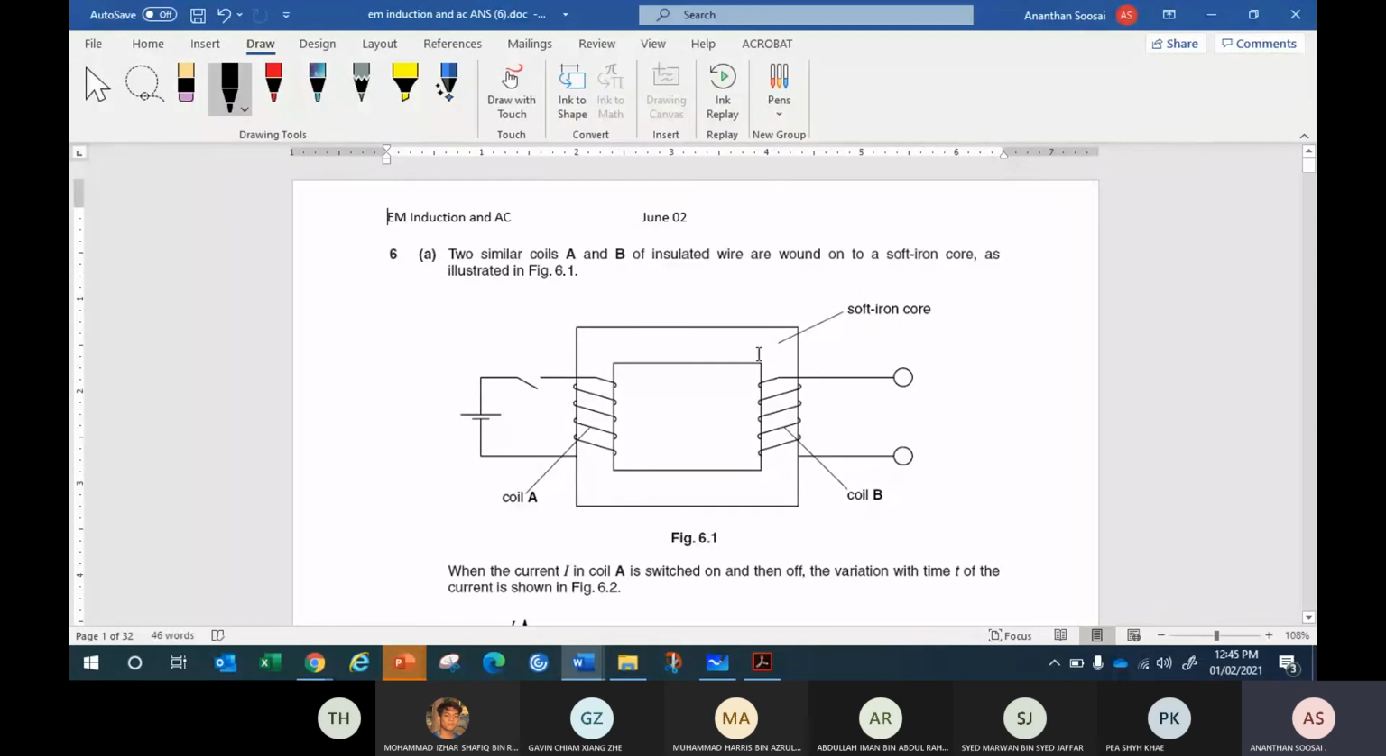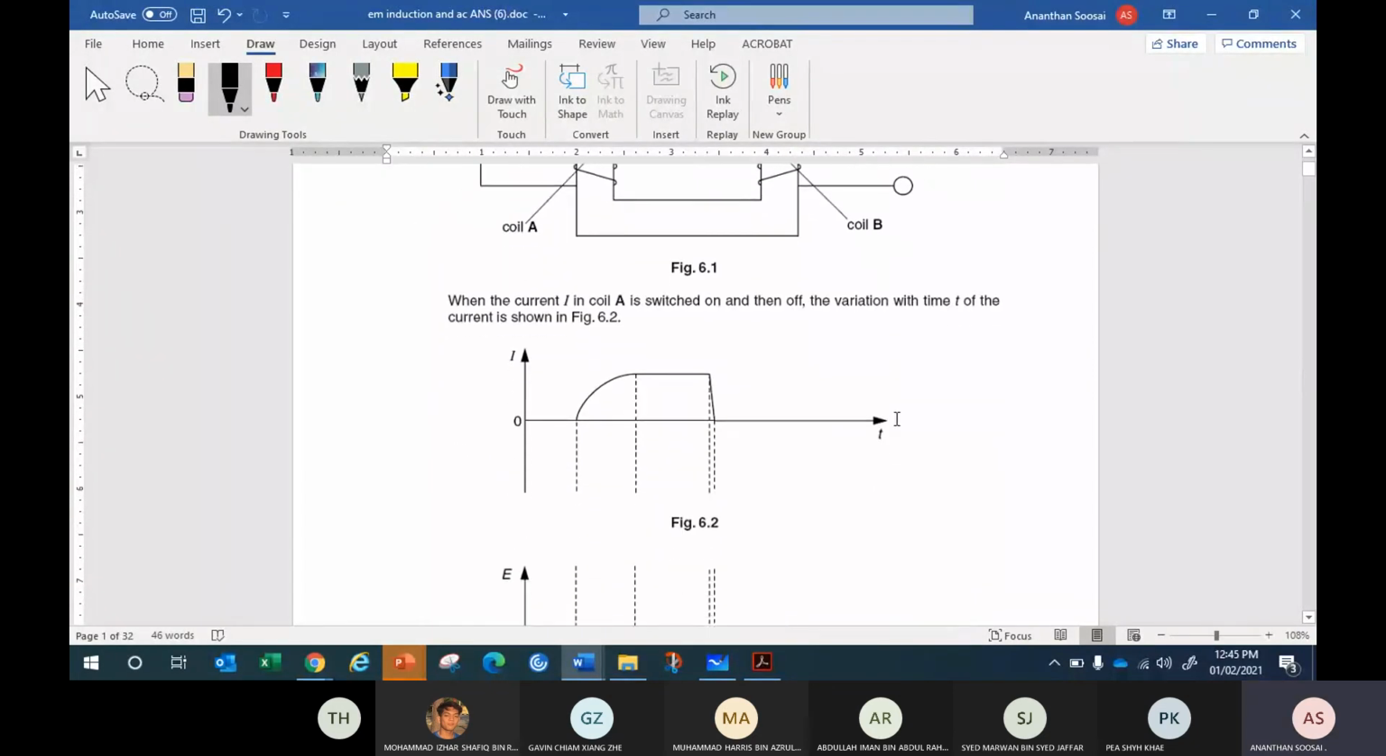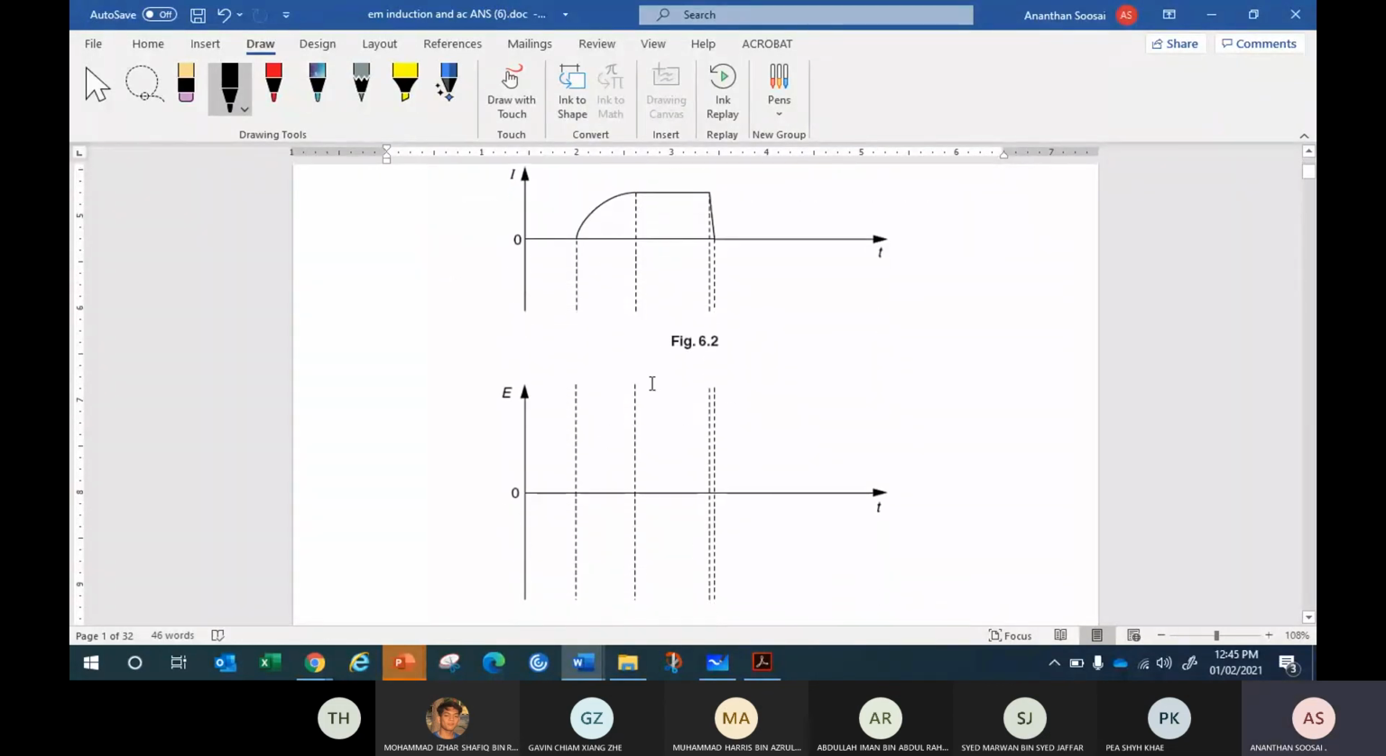A transformer was given, with a soft iron core. Scroll down. The current flowing in the primary coil is found to be like this. Now, can you sketch how the EMF induced in the secondary is going to look like? Okay, 1 minute for you. This is your primary current. How is the EMF in the secondary going to be induced? Draw the graph. EMF is the negative of the rate of change of magnetic flux linkage.